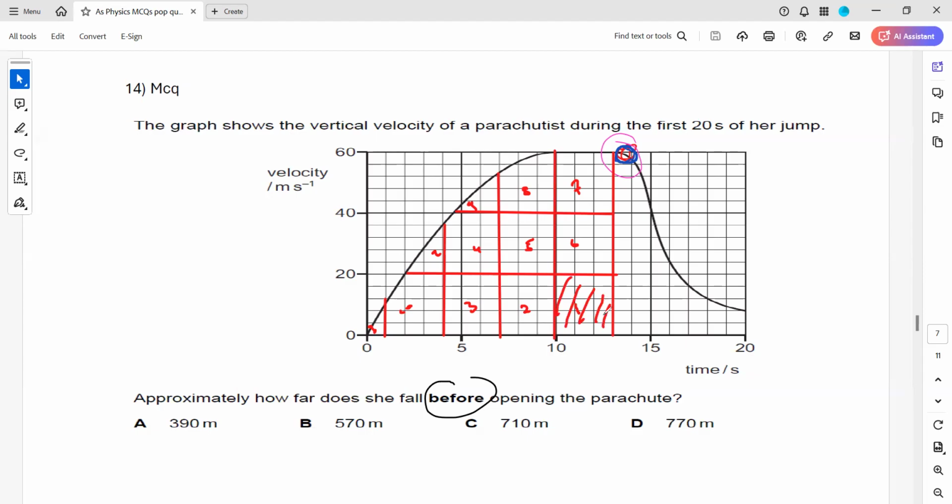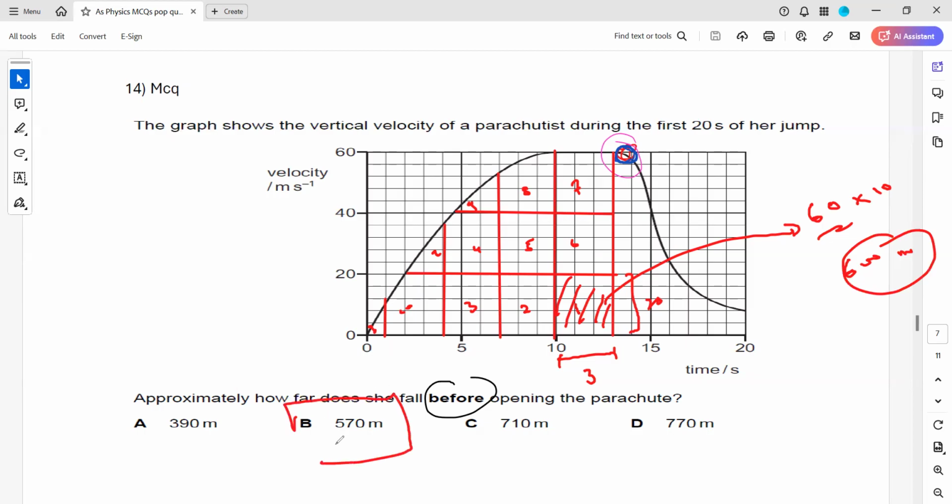What is the area of each box? So starting from 10 and ending at 13. So this is 3 and this one is 20. So length multiplied by width. So approximate area of each box is equal to 60. And how many boxes do we have? 10. So 60 multiplied by 10, it is about 600. So 600, which is the closest answer to 600 because approximation is used. So we have 570 meters. So B will be the right answer.